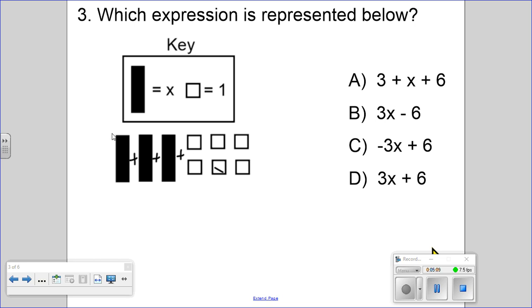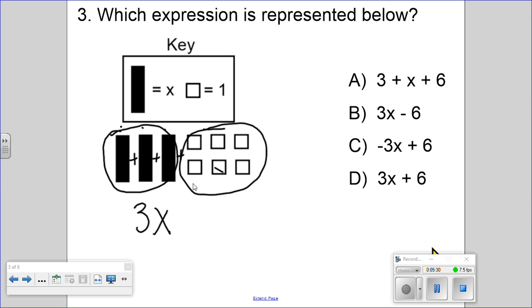So one thing that's helpful is if you group all of your x's together and all of your ones together, and then you can write them as one thing being added together. So how many x's did we have here? We had 1, 2, 3. So if I have 3 x's, I'm just going to write that as 3x. But I also have this group of ones over here. And because x's and ones are different, I have to keep them separated.